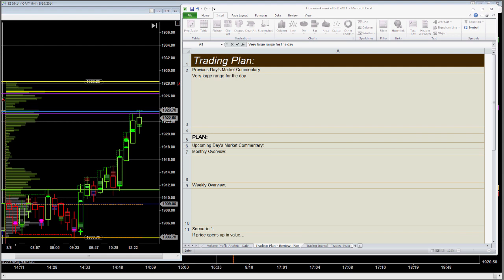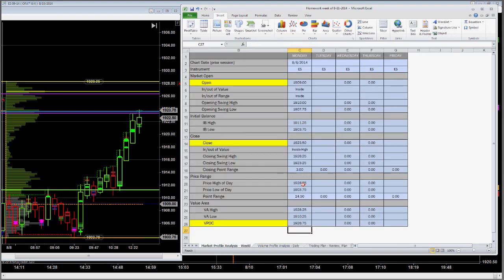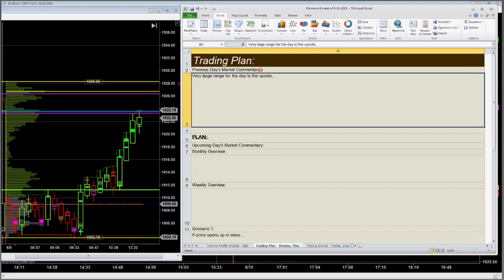So I'm looking at the day, and this is the other thing I told you about, which is volume. Volume was about 300,000 less than the day before. So very large range for the day to the upside. And you don't have to get specific. Was it 23 points in all? 24.5 points in all.